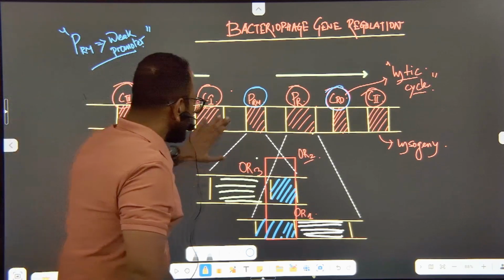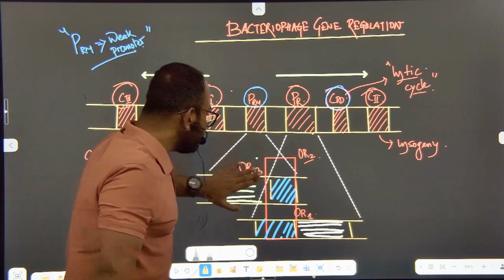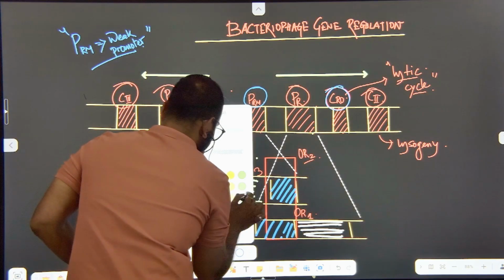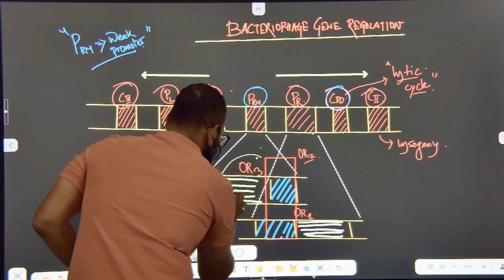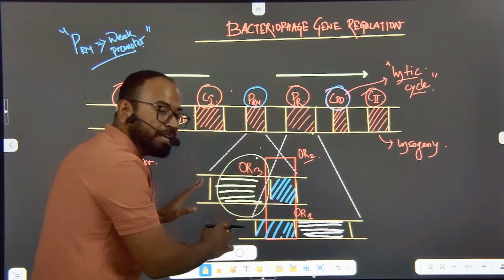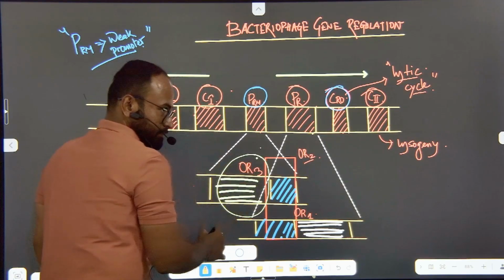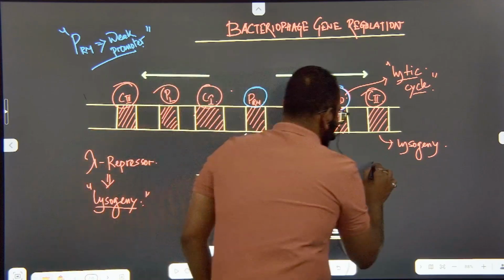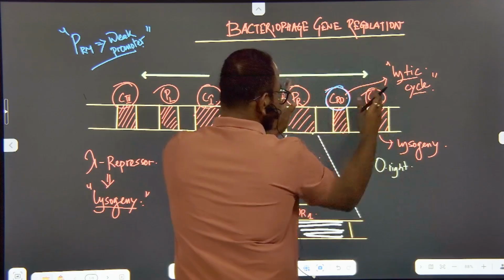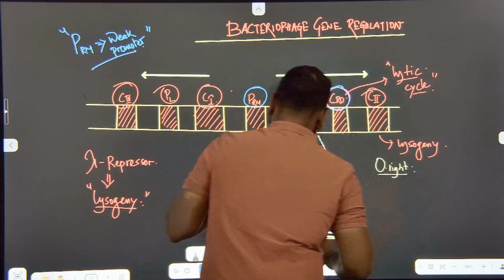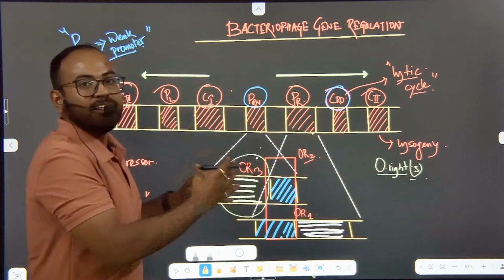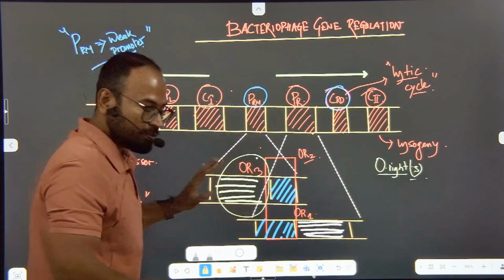Within PRM, we have majorly operator region 3. This OR3 means operator for right hand side, that's why right hand side. And region 3 means there must be region 1 and region 2 as well. That is why it is stated as region 3.